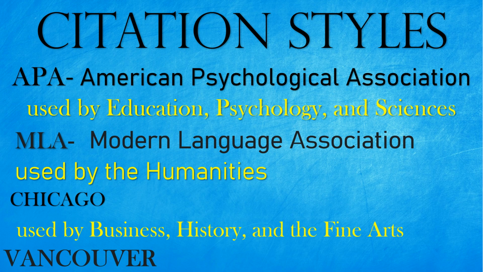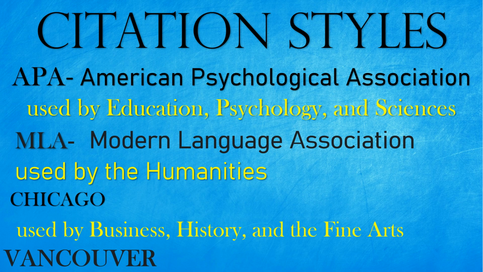There are many citation styles. A few important citation styles have been presented on your screen. One of them is APA. APA stands for American Psychological Association, and this citation style is used in education, psychology, and the sciences. Another one is MLA. MLA stands for Modern Language Association, and it is used in the humanities. Then comes Chicago, used in business, history, and the fine arts. And Vancouver is also one of the important citation styles.